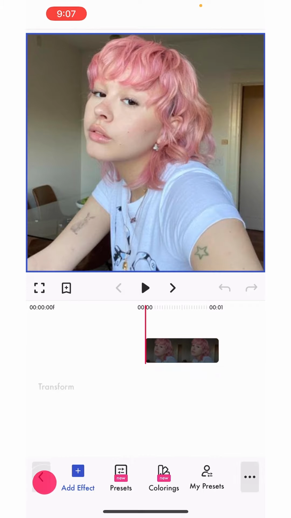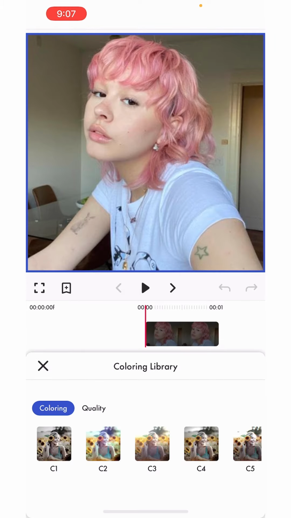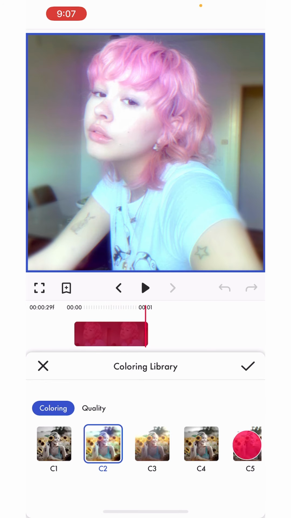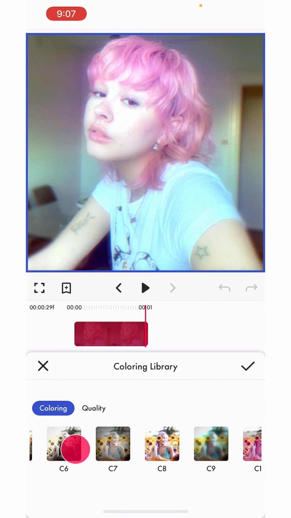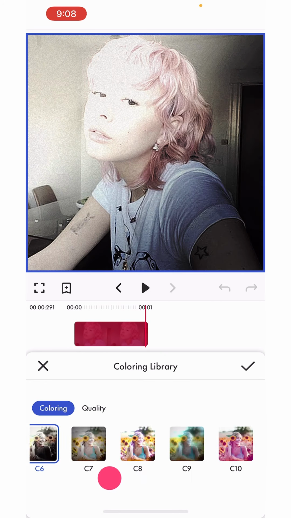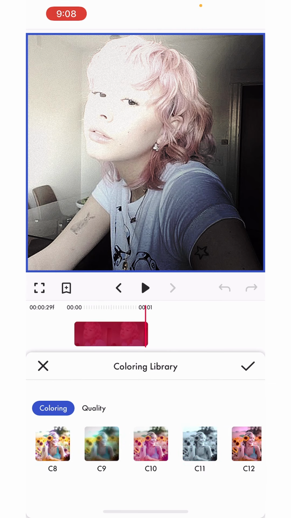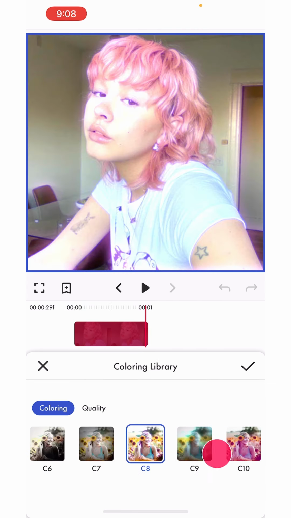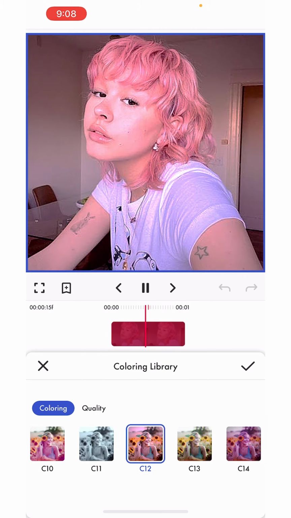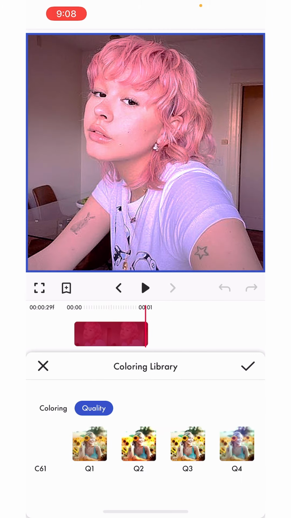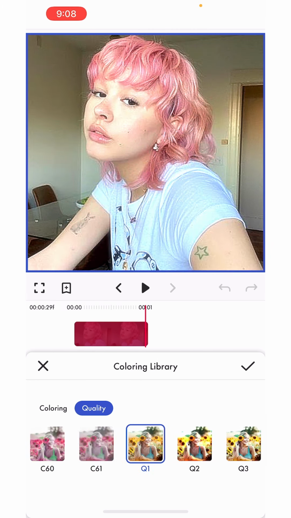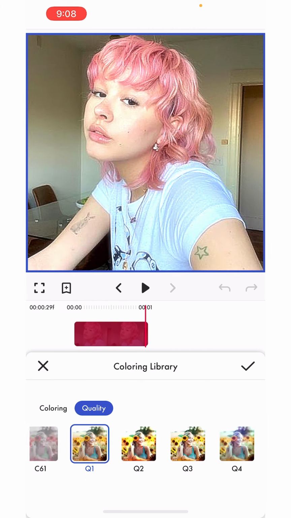First, go to Keyframe, then go to Coloring, and there you go. There are all sorts of colorings ranging from coloring and quality. My absolute favorites are C2, C6, C8, C12, and all the way at quality, Q1 is what I use for my velocities, and Q3.